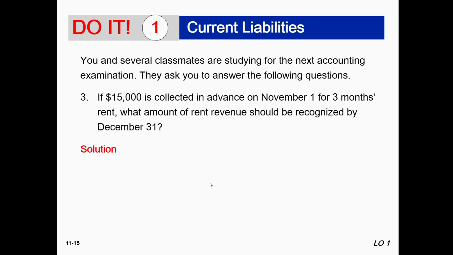So they want us to know how much rent revenue will be by December 31st. So the revenue for the November month and December month will be recognized. It will be no more unearned rent revenue. So 5,000 plus 5,000, 10,000 will be recognized as rent revenue.